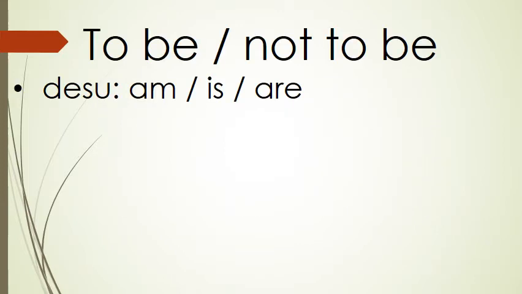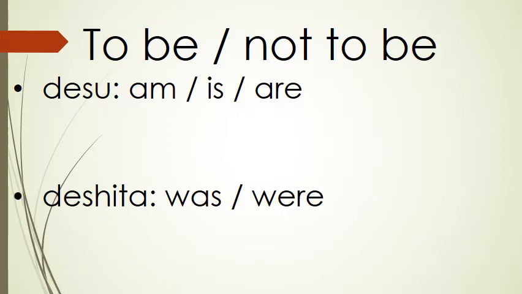But before we get into past tense adjectives, I just want to go over to be and not to be just a little bit more. I realize that I kind of skipped past some of these, so I just want to make sure that everybody is familiar with them. So, of course, as we've learned, desu means am, is, or are. And deshita means was or were.